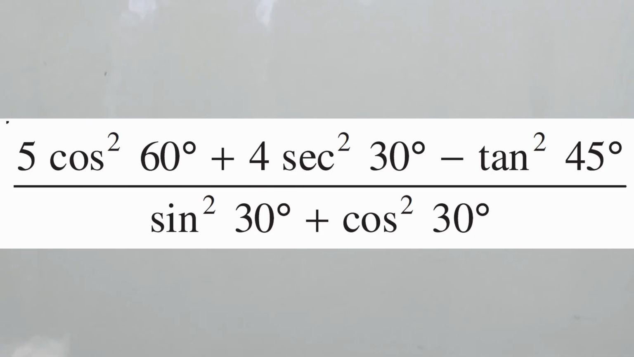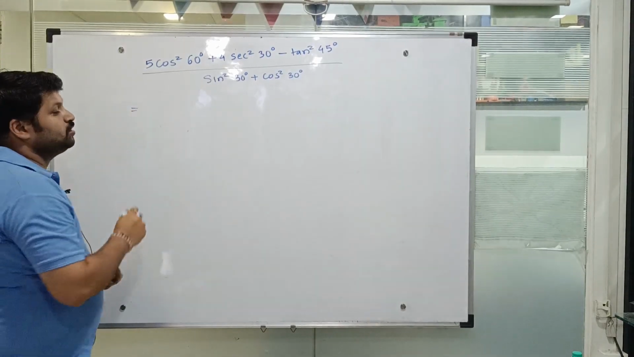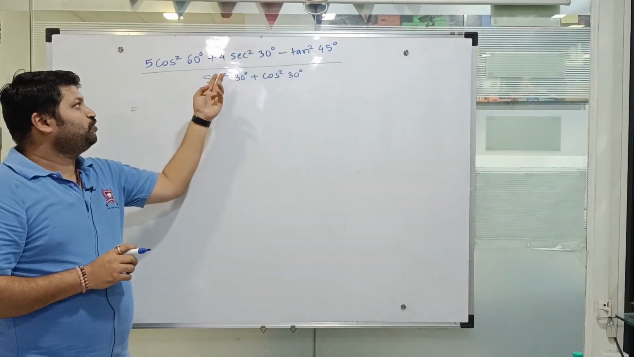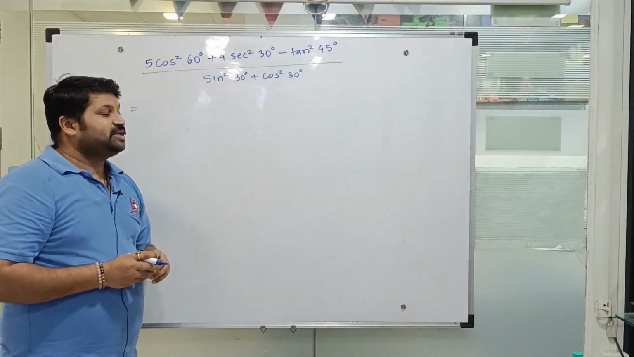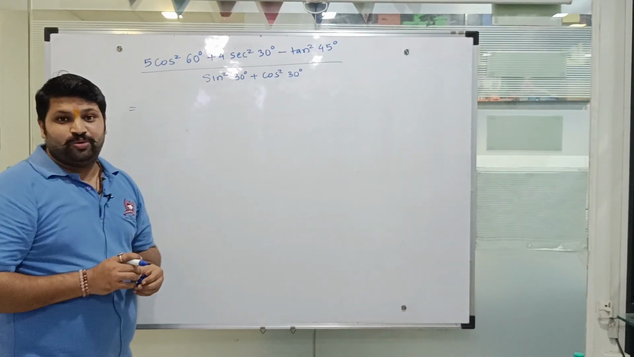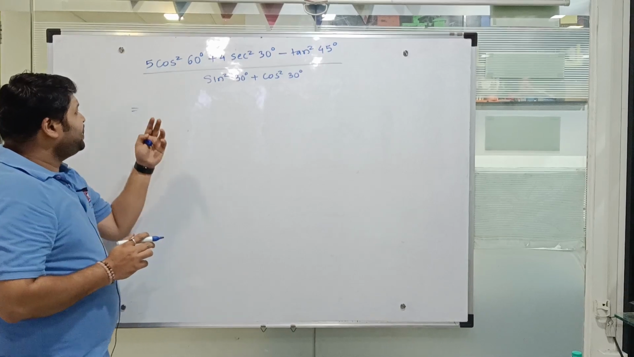The example is like this: (5 cos² 60° + 4 sec² 30° − tan² 45°) divided by (sin² 30° + cos² 30°). We have to find the value of this expression. So let's go ahead. The example is (5 cos² 60° + 4 sec² 30° − tan² 45°) divided by (sin² 30° + cos² 30°).